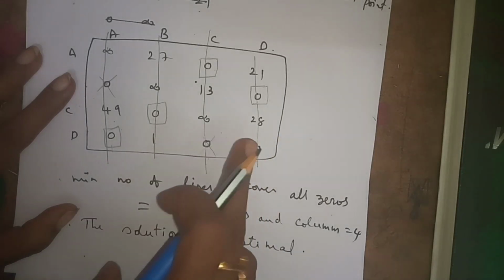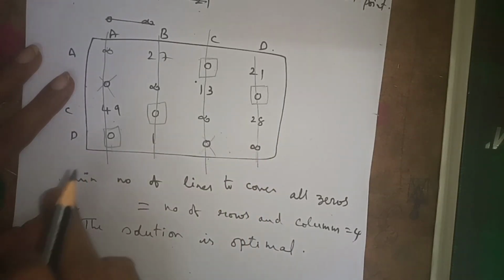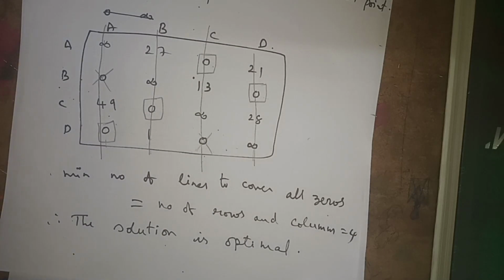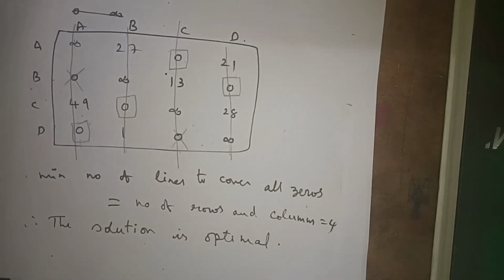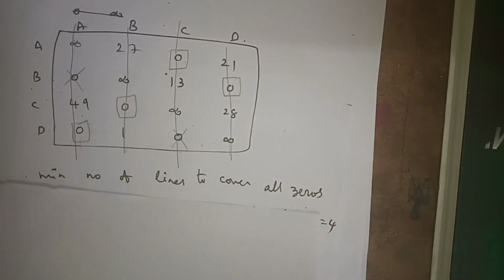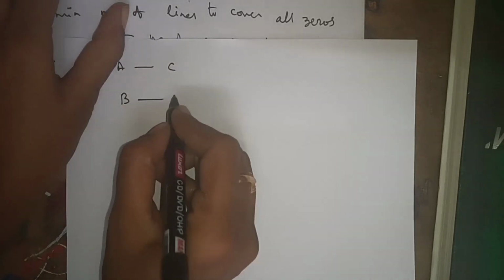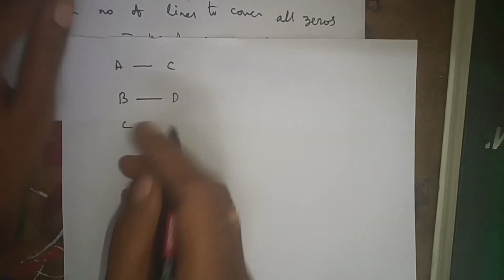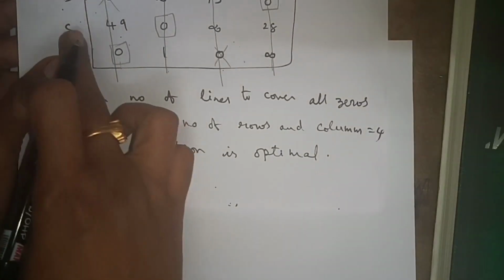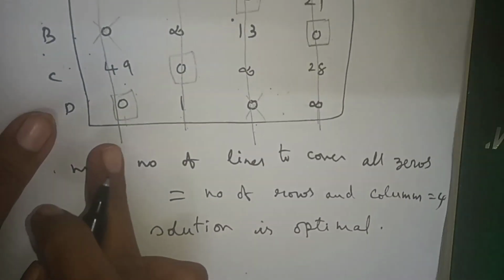We have to draw boxes on the zeros in such a way that there is only one box in each row and column. Now, I will write the assignments. Therefore, first row, A row, B? D. Third row, C row, B. D row, A.